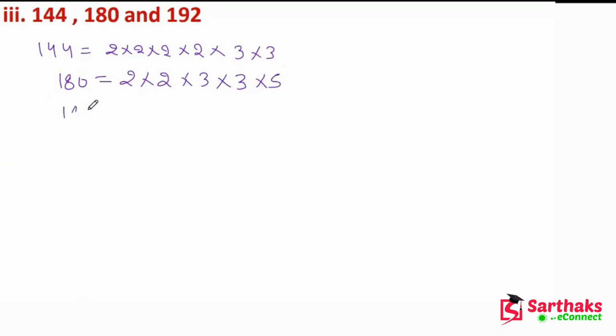And the factors of 192 are 2 into 2 into 2 into 2 into 2 into 2 and multiply by 3. So now first of all we have to find HCF. What is HCF of the given number?